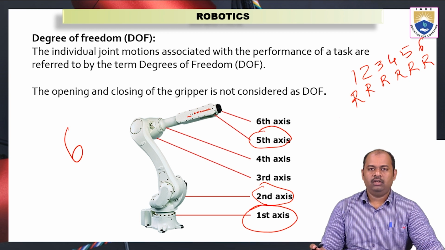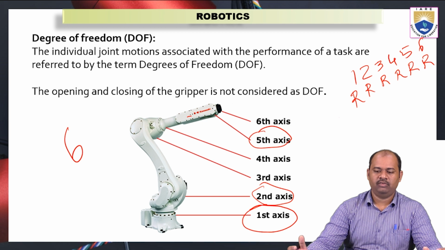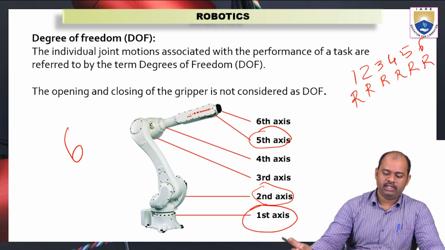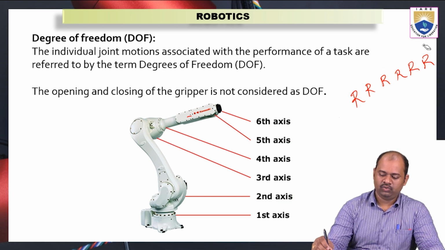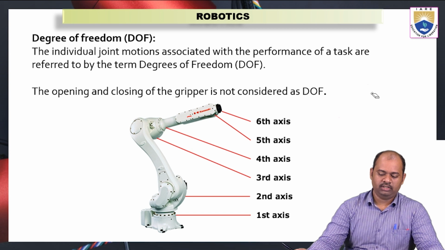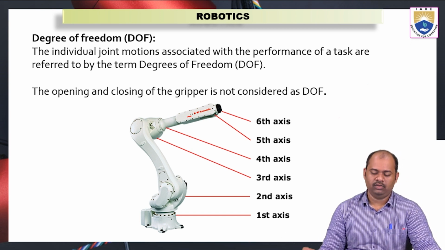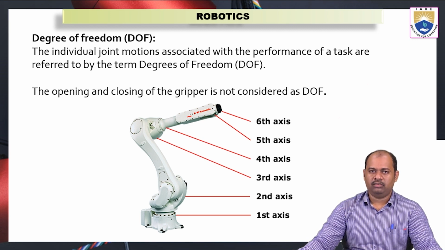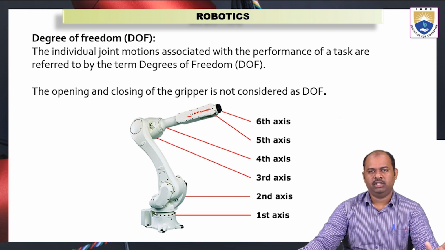So depending on how many free rotations the robot can move, the degrees of freedom value can be calculated. So this is all about the degrees of freedom. It is the number of axes in which a robot can move freely in order to perform a task. There are many tasks that can be performed by a robot, like pick and place operations or machining operations like drilling, welding, etc.